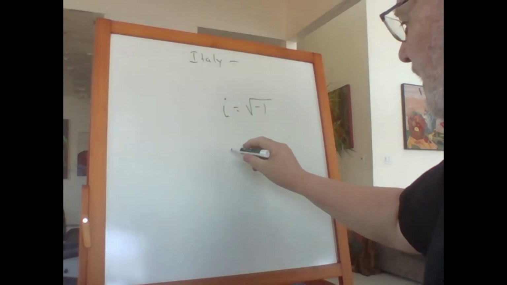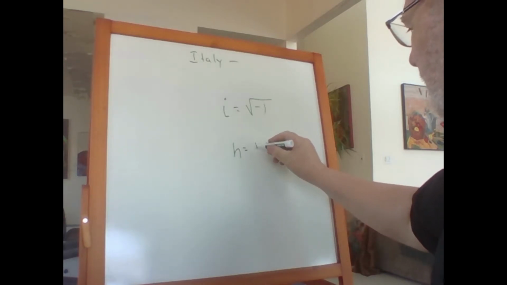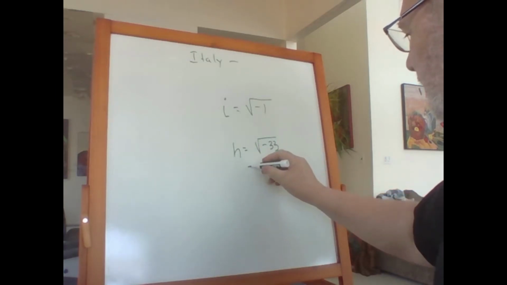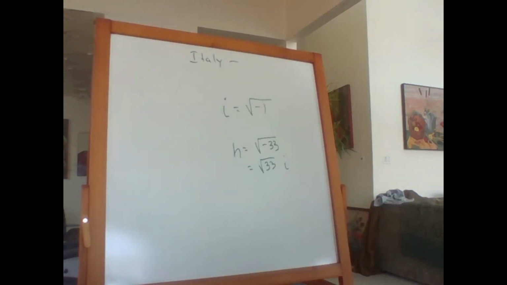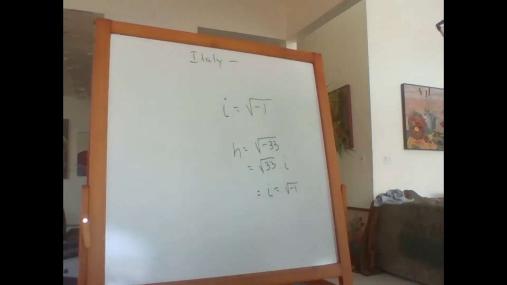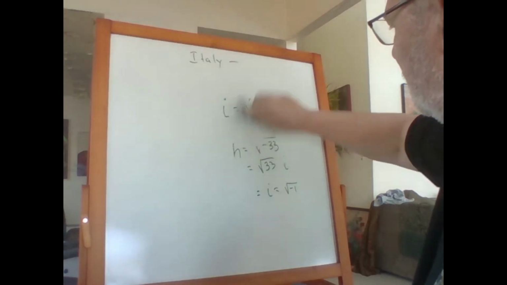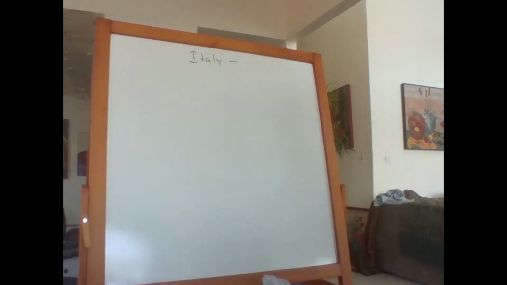So in case of Heron's problem, we would have h equals the square root of -33, which would equal the square root of 33i, and i would be equal to the square root of -1. So here, this is how they got around these difficult problems. And they were arising all the time as people were deriving newer and more complex math problems to solve.